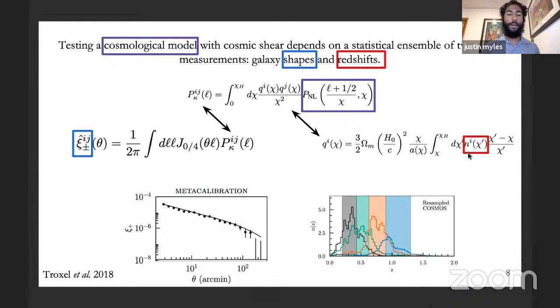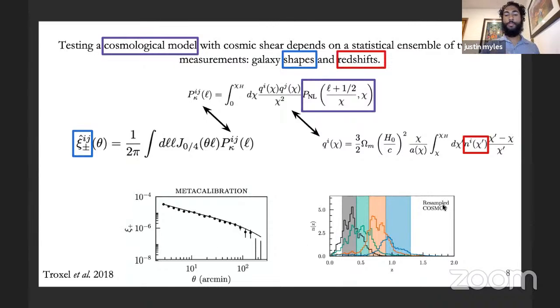So I have two plots which illustrate these two measurements. The left-hand plot shows the 2-point correlation function. The x-axis is the angular separation of objects in the sky, and you have a huge number of galaxies, so this measurement is binned. In these bins of angular separation, how correlated are the shapes? That's what you see here. At lower angular separation, you have greater correlation than at higher angular separation.